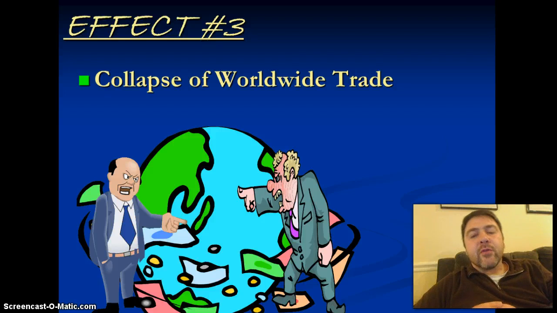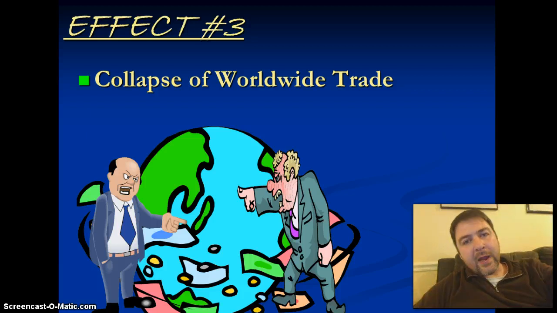Okay, effect number 3, we see the collapse of worldwide trade. As we mentioned with the protective tariffs, as countries put higher and higher taxes on each other's products, people tended to just buy products from their own country. And that led to the collapse of worldwide trade. And that's going to pose a problem because trade creates jobs. Okay, the more things that are being traded between countries, the more jobs are created.